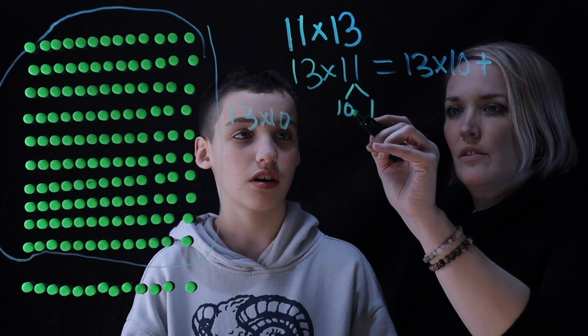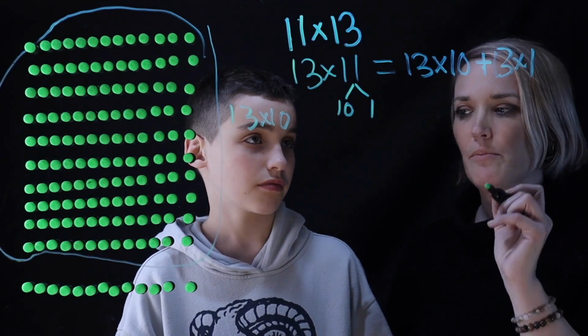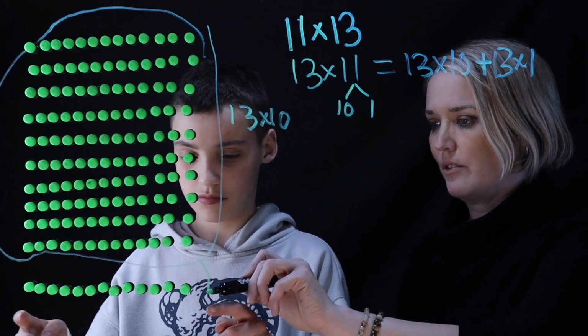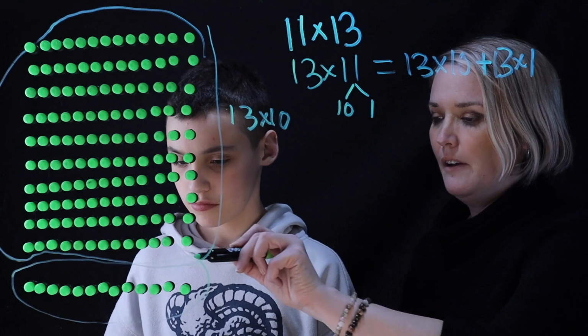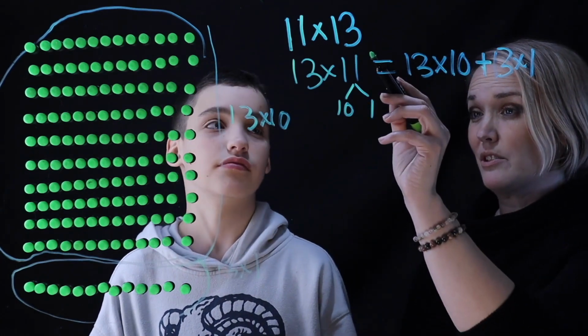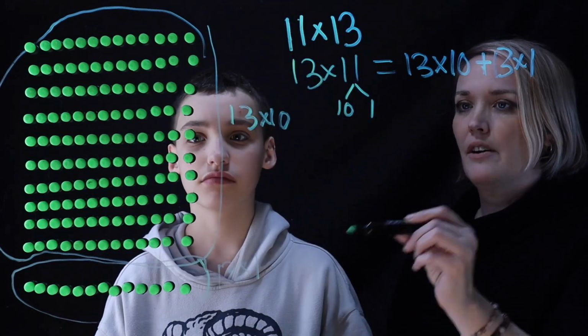plus 13 times 1. Where's the 13 times 1, Lucas? Can you point it out there for me? Right there, yeah. So I'm going to just circle this on its own, and this is 13 times 1. Because again, to figure out 11 times 13, or 13 times 11, like you said, we have to figure out the total amount of dots here.